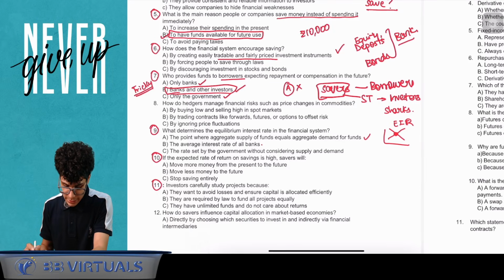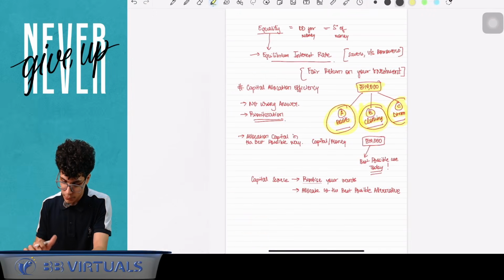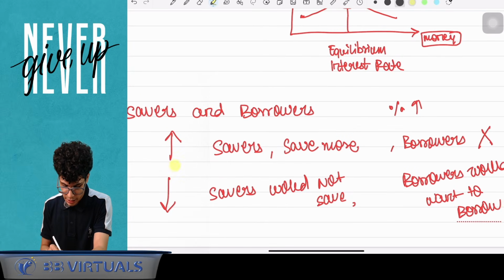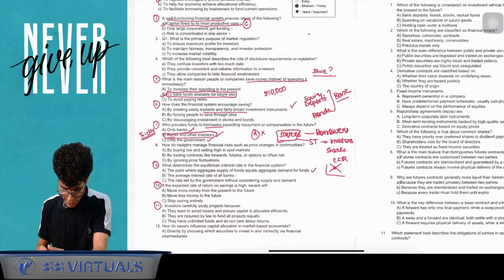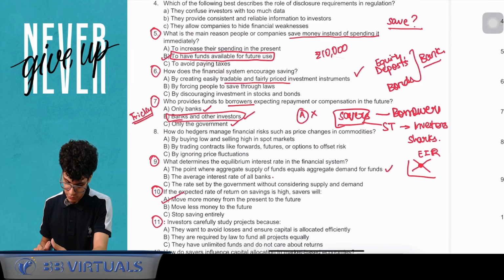Okay? If the expected rate of return of savings is high, savers will move more money from the present to the future, move less money to the future, or stop saving entirely. What did we understand over here? If the rate on savings is very high, then savers will save more. Okay? Savers will save more. So what is the answer? Will move more money from the present to the future.